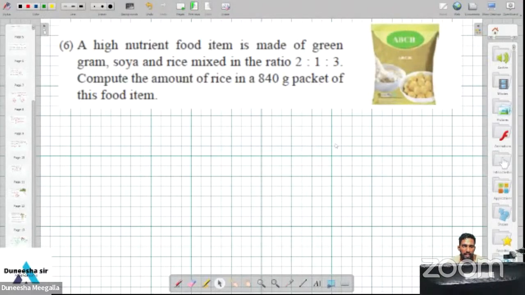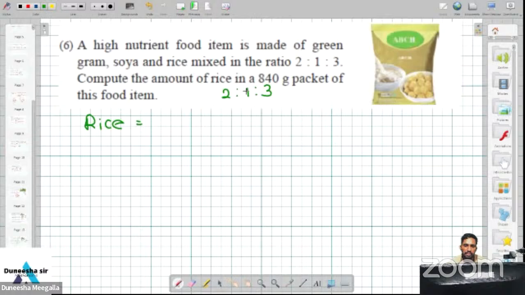Number 6. A high nutrient food item is made of green gram, soya, and rice mixed with ratio 2 to 1 to 3. Compute the amount of rice in a 840 grams packet of this food item. Okay, what is the ingredient we have to find out? Rice. Then we know the ratio is 2 to 1 to 3.